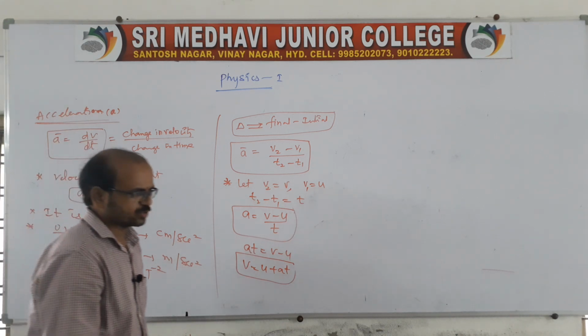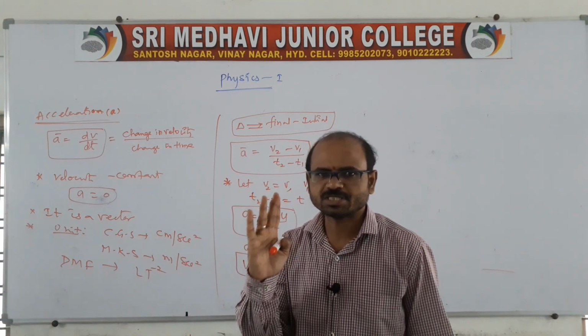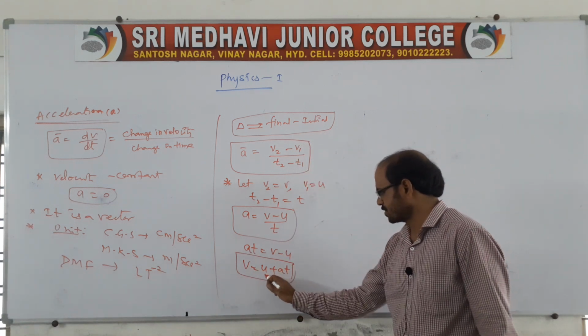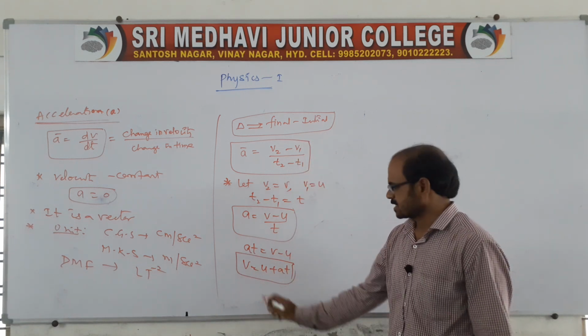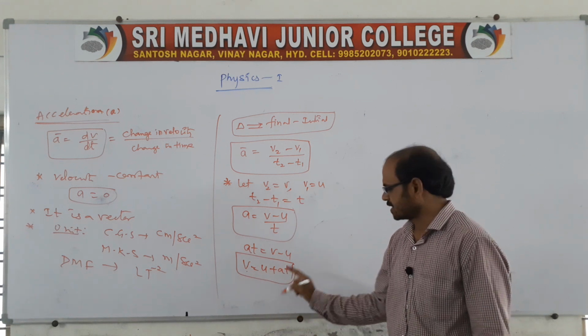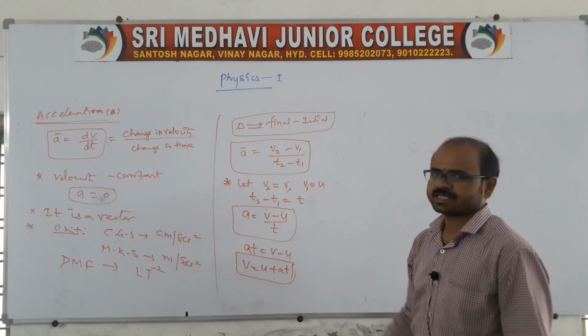Actually we have four equations of motion. The first equation of motion is V is equal to u plus at. Here V is the final velocity, u is the initial velocity, a is the acceleration and t is the time. So this is related to acceleration.